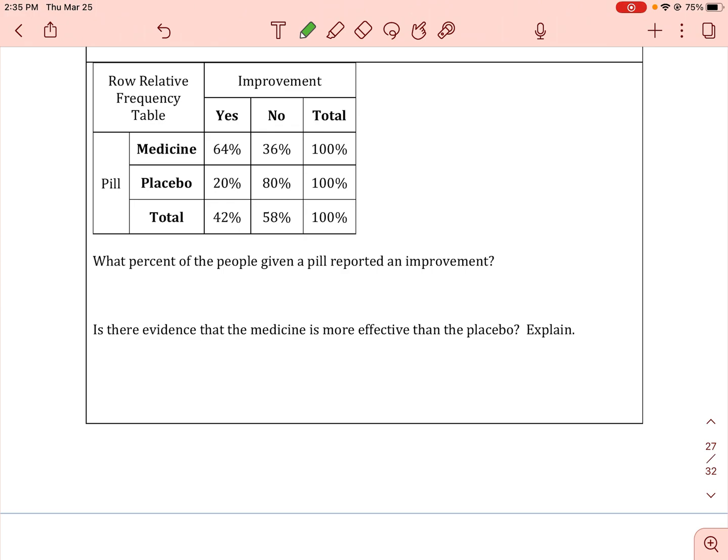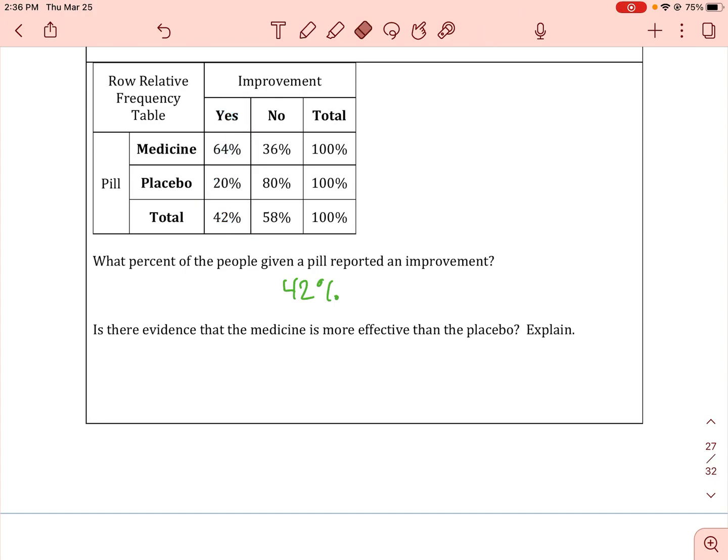What percent of people given the pill reported an improvement? So here, total people given the pill, what percent recorded an improvement? 42%. Oh, whoops. 42% of all people were given improvement.